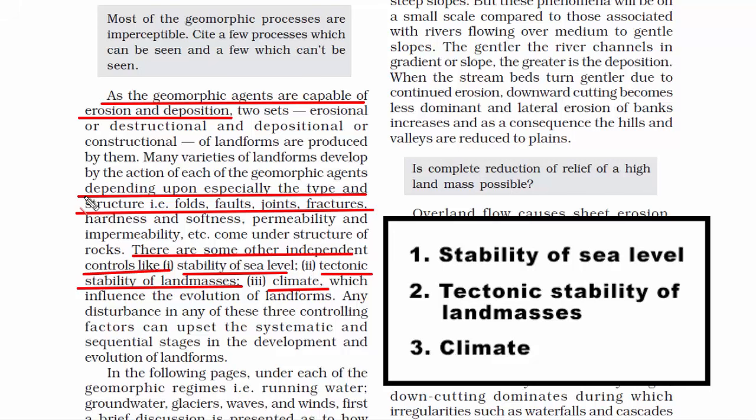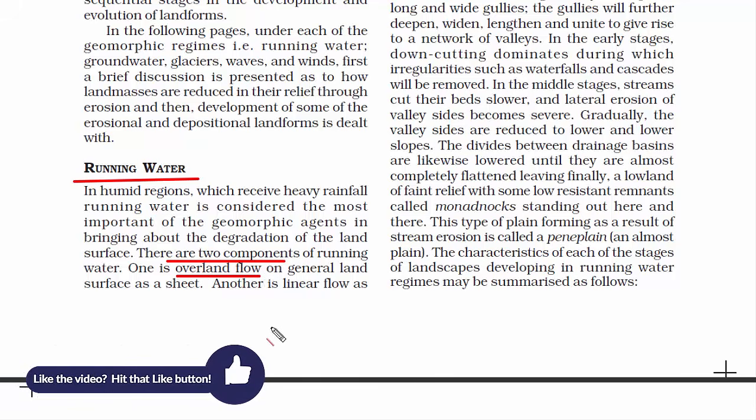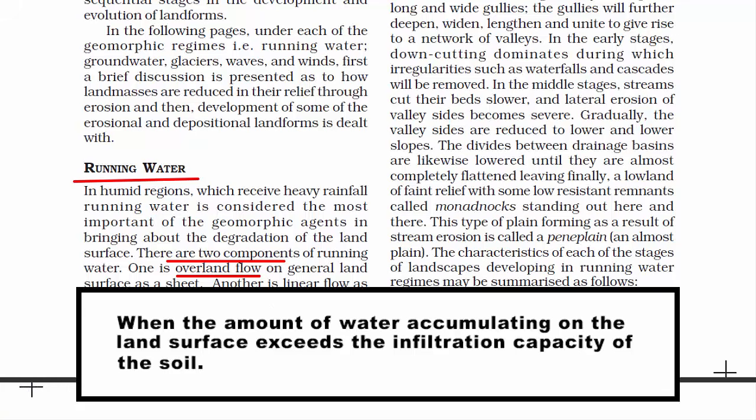Now we're going to read about some exogenic agents that reduce land masses through erosion, and at the same time also help in developing new landforms. The first exogenic agent is running water. You know the meaning of running water. Now there are two components to it. The first component is overland flow, which basically is excess water that is generated due to heavy rain, storm, flood, melting, or any other sources that flows over the Earth's surface. In other words, when the amount of water accumulating on the land surface exceeds the infiltration capacity of the soil.